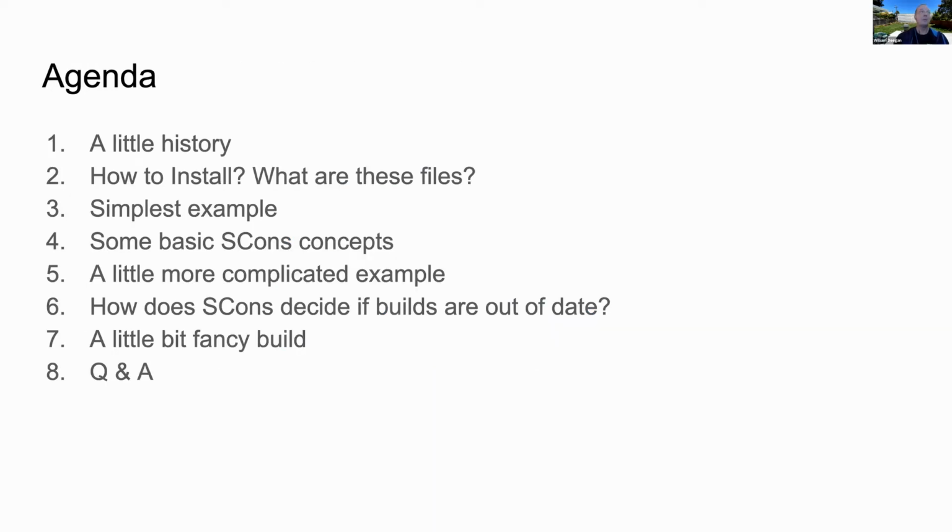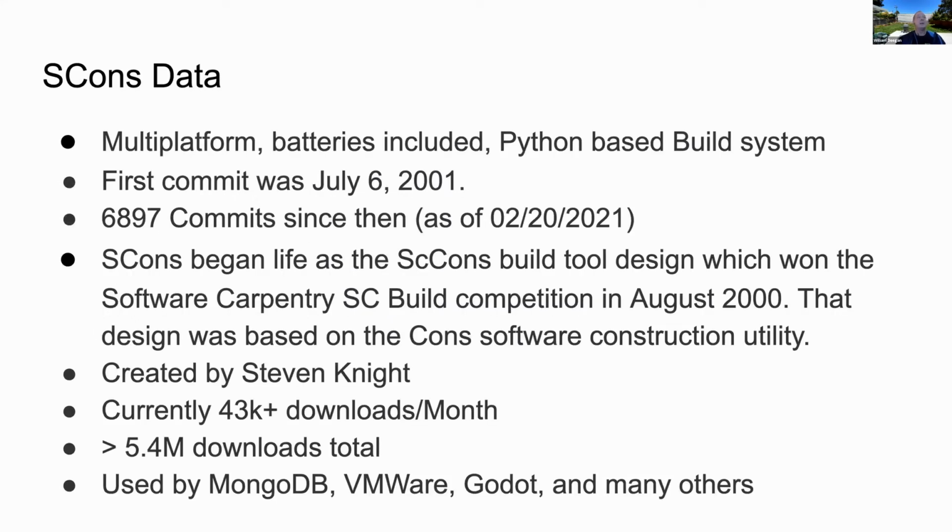So let's start out with a little bit of history. SCons was written initially in 2000 as part of the Software Carpentry build competition, written by Stephen Knight. It was a reimplementation of a Perl-based make system called Cons, but carried over a lot of the concepts. It's multi-platform, so you can build pretty much every platform known to man.